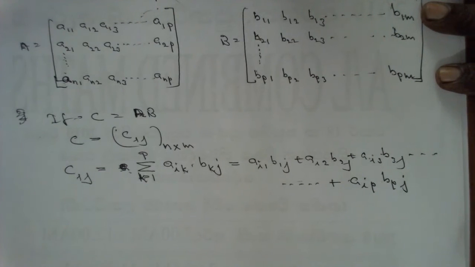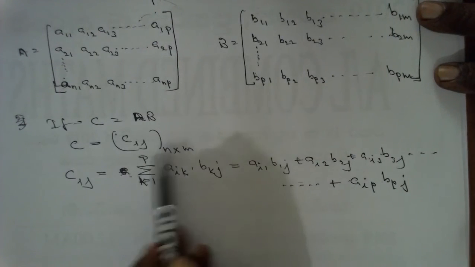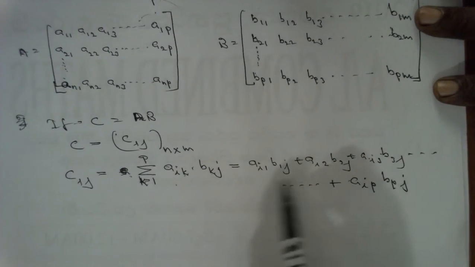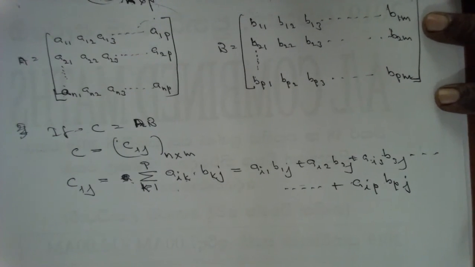Sir, I don't understand the sigma. You don't understand sigma, no? Yes, so I have to teach you sigma notation separately. So you don't look at this, you just look at this one. Cij is defined like this. That is, the ijth element of the resultant matrix C is given by this one, right?